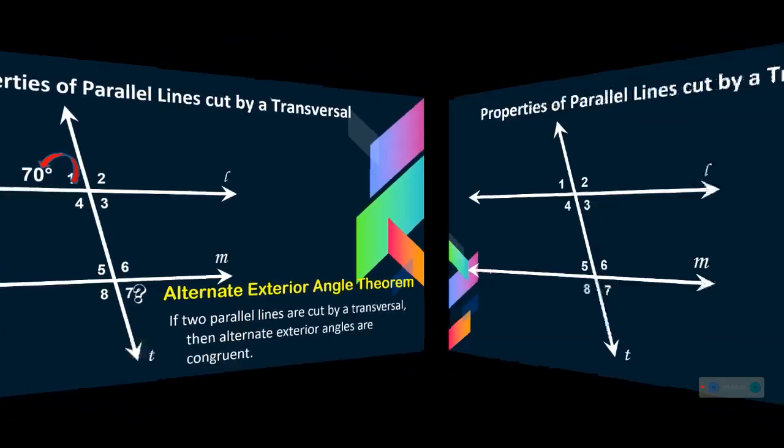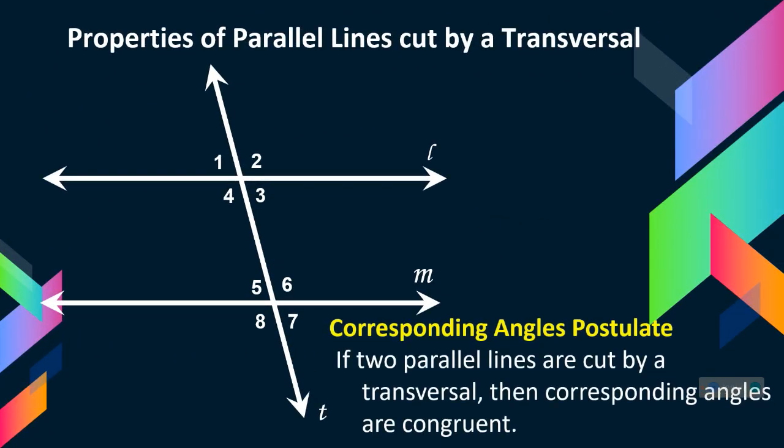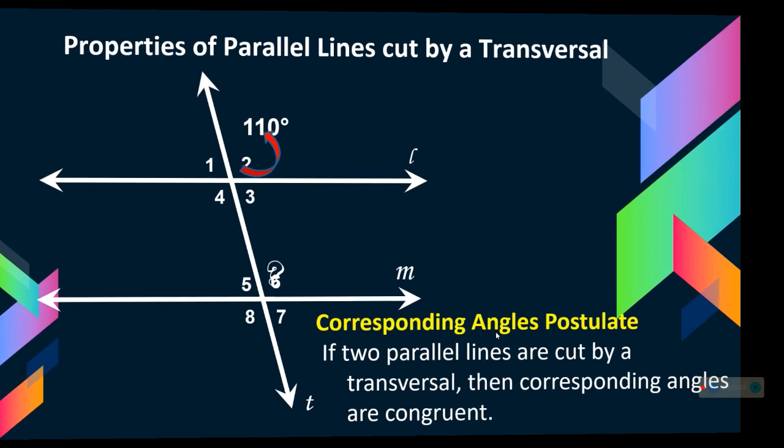Let's have the next property, which is all about the corresponding angles. It is said that if two parallel lines are cut by a transversal, then corresponding angles are congruent. We have the corresponding angles 1 and 5, 4 and 8, angles 2 and 6, and angles 3 and 7. If you are given the measure of angle 2, which is 110 degrees, what should be the measure of angle 6? That's correct. We also have 110 degrees. Again, corresponding angles are congruent.